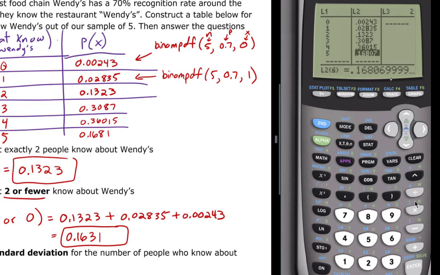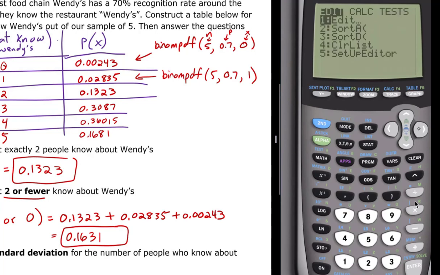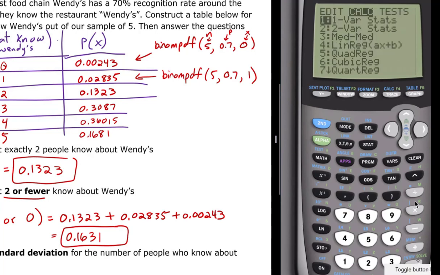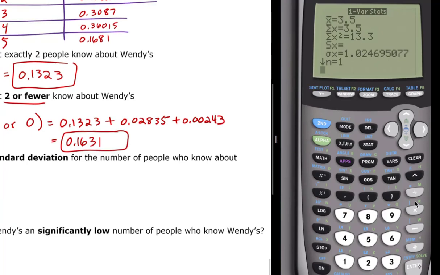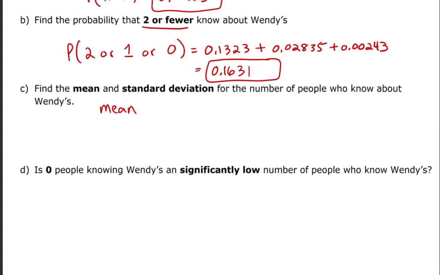If you need to see them more clearly, it is a good idea to scroll on them if you have to put them in MyLabs Plus or some other kind of homework system. You want to scroll on them so you can see all the decimal places you need. But now we have all the values stored in list 2. We can find the mean and standard deviation really easily using this feature. So I can go out, do stat, go over to calculate, and bring up list 1, list 2, and my mean is going to be 3.5. So my mean will be 3.5 people knowing Wendy's.